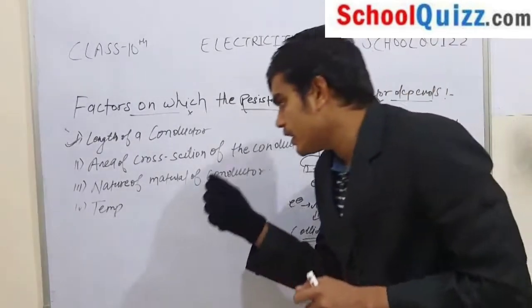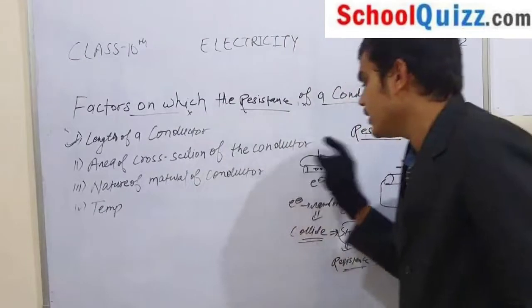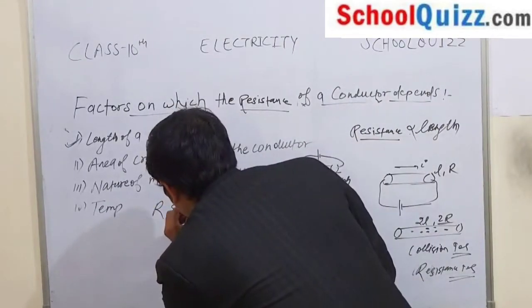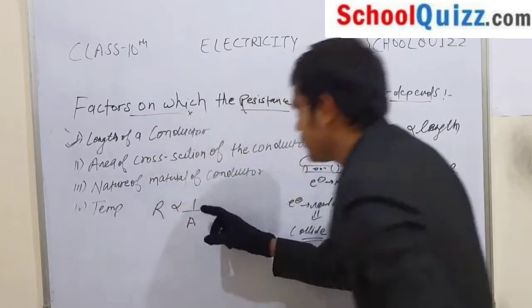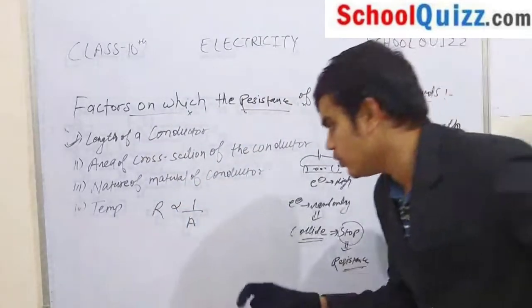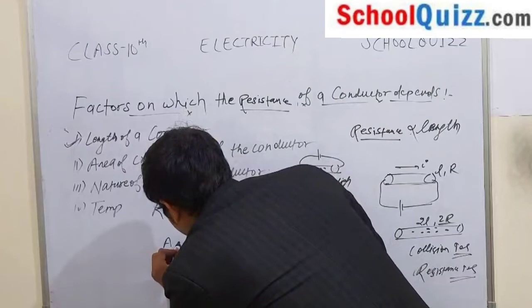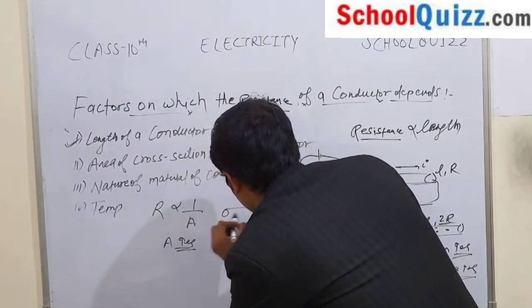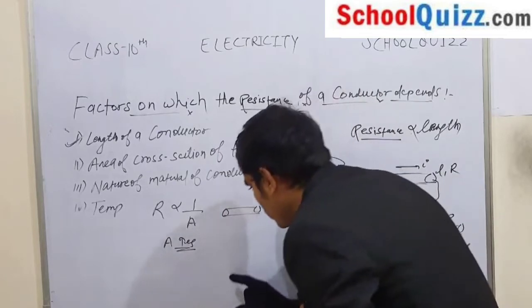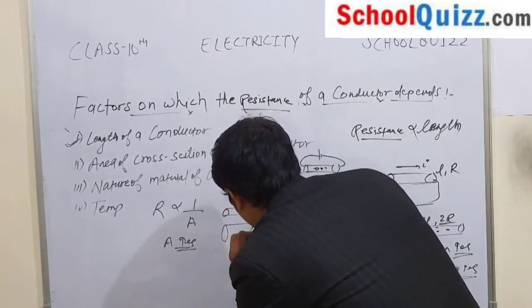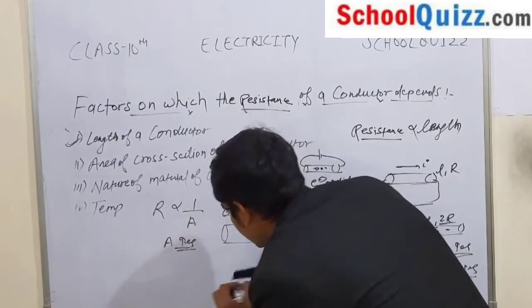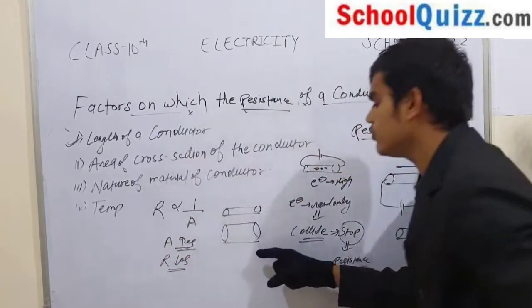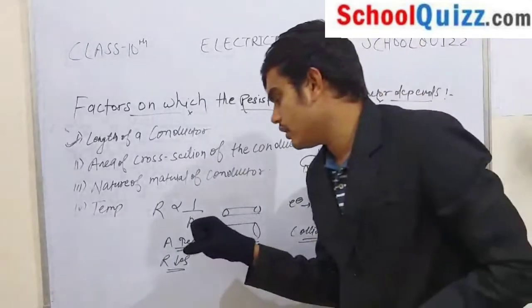Now what is your second point? Area of cross section of conductor. Here resistance is inversely proportional to area of the conductor. Why is it so? When you increase the area of a conductor, your resistance decreases. Now what is the reason behind that?